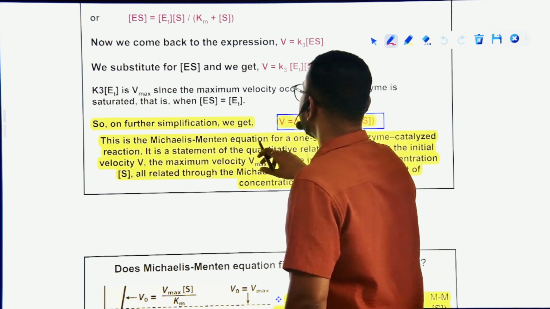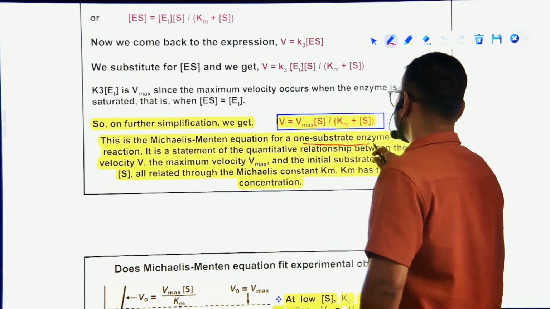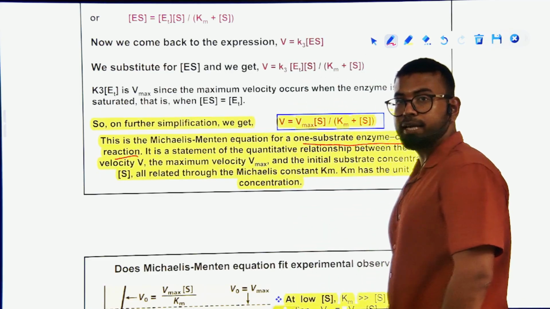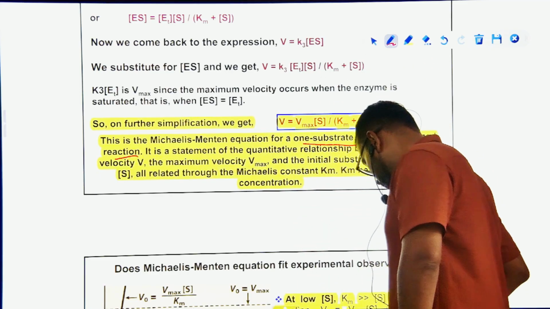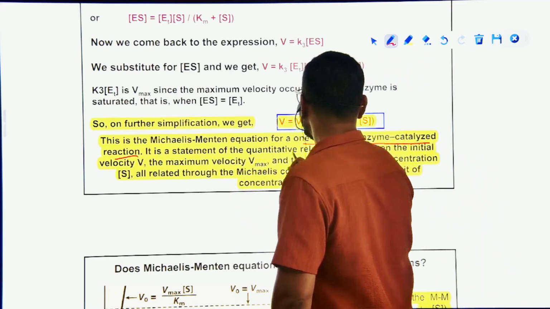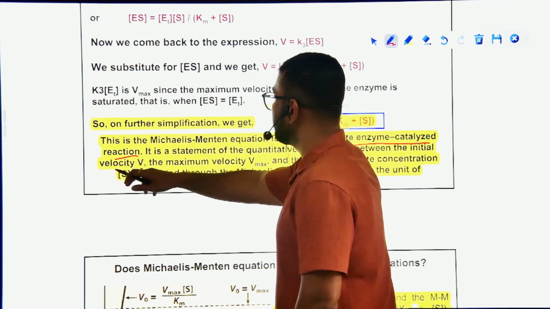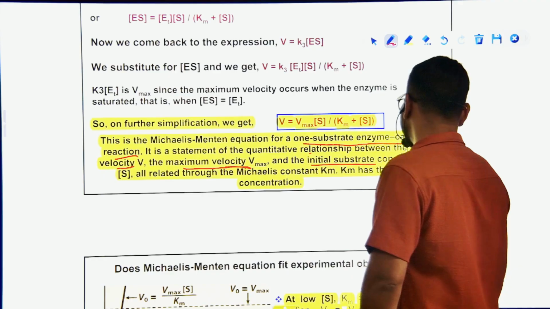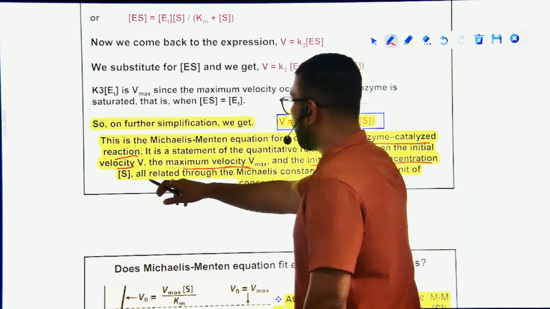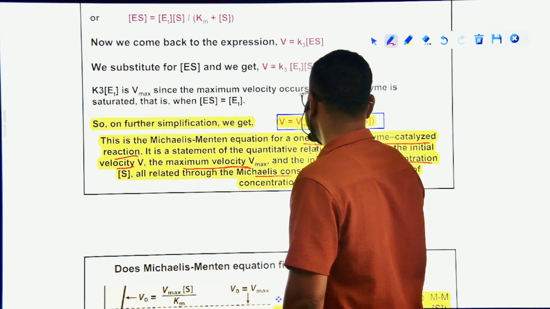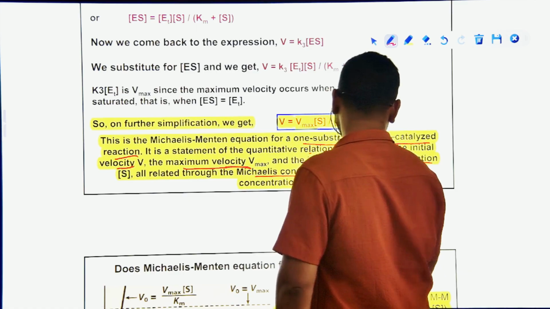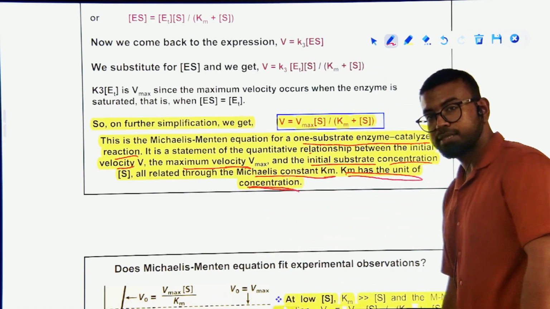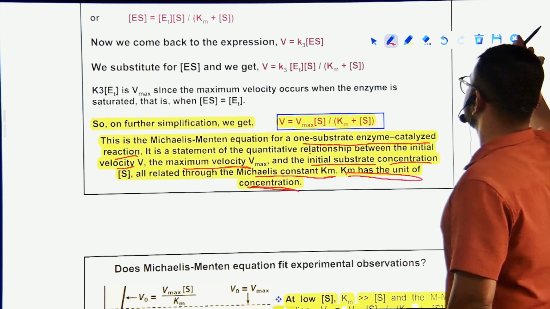So this is the Michaelis-Menten equation for a one substrate enzyme catalyzed reaction. Very important. It is a statement of the quantitative relationship between initial velocity, maximum velocity and initial substrate concentration. Yes, all related through the Michaelis constant Km. Km has the unit of concentration.